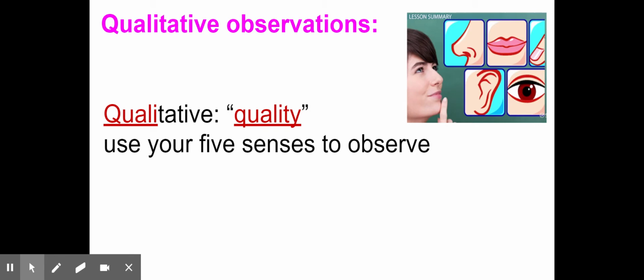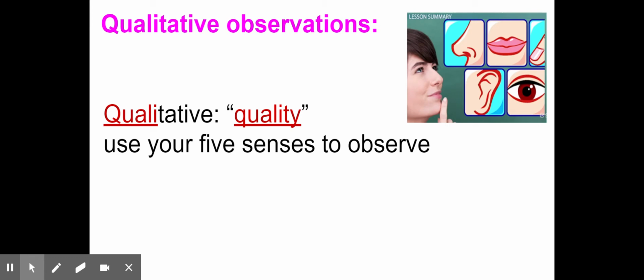There are two different types of observations. One is called qualitative observations, which means we use our five senses to observe. We can smell it, we can see it, and we can see the color. We can say, hey, this piece of paper is red, or this pencil is yellow, or this food smells good.